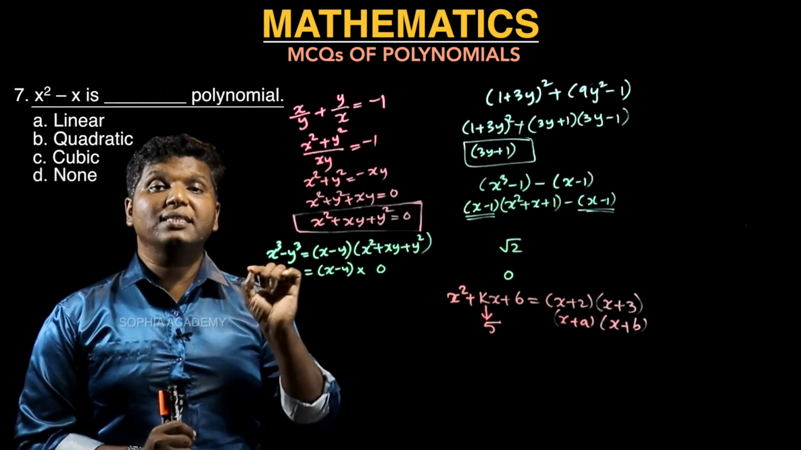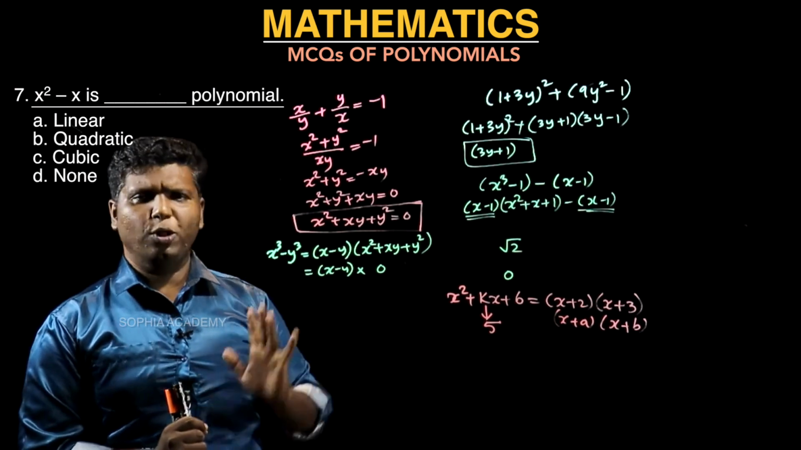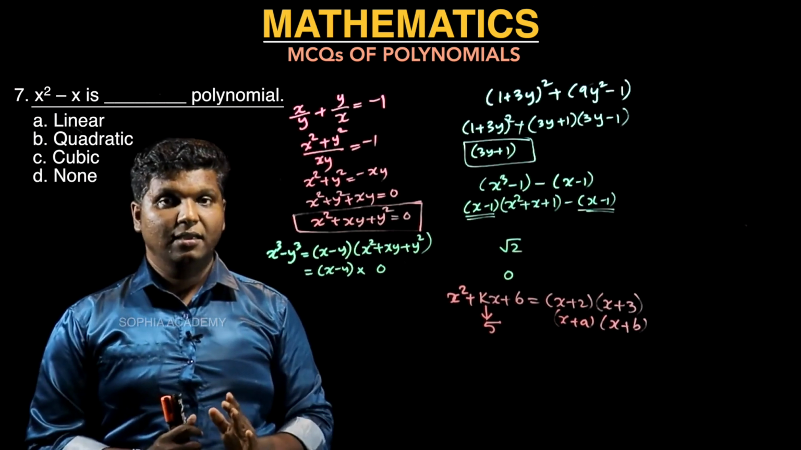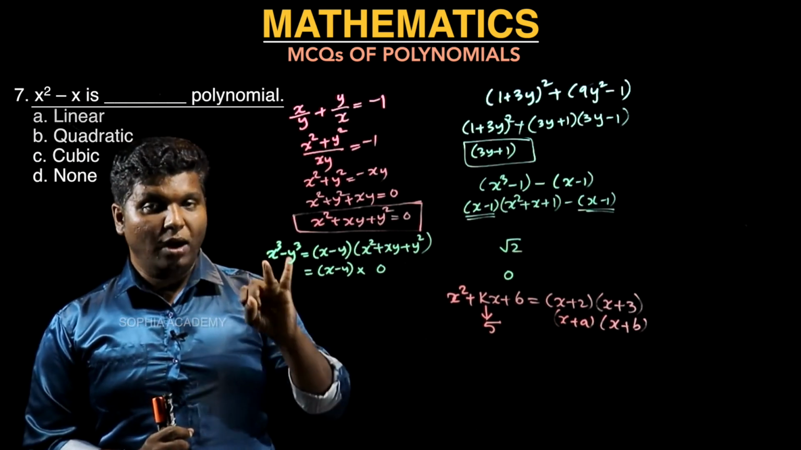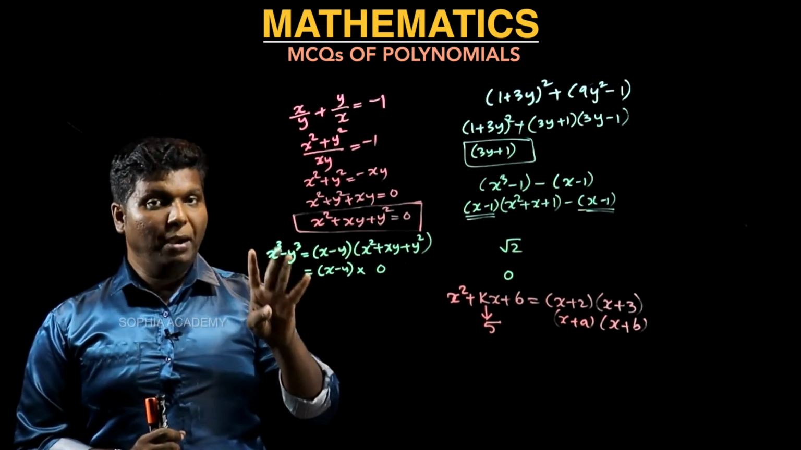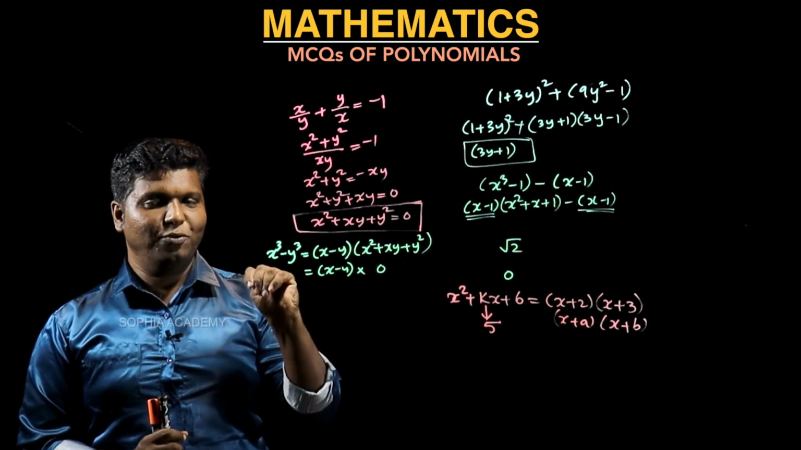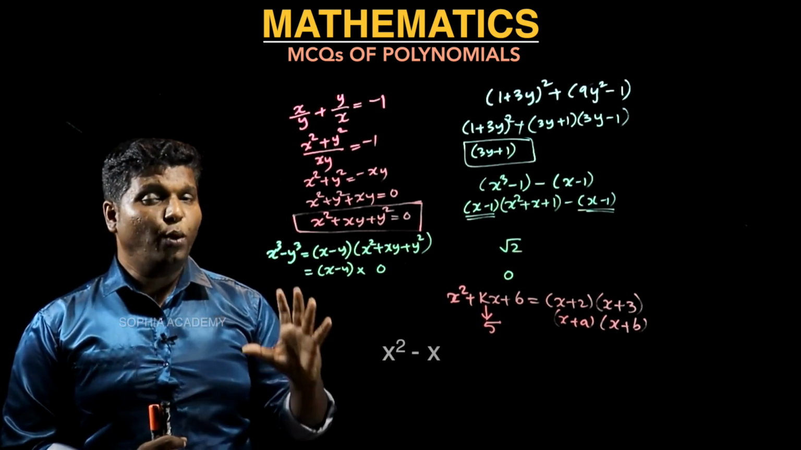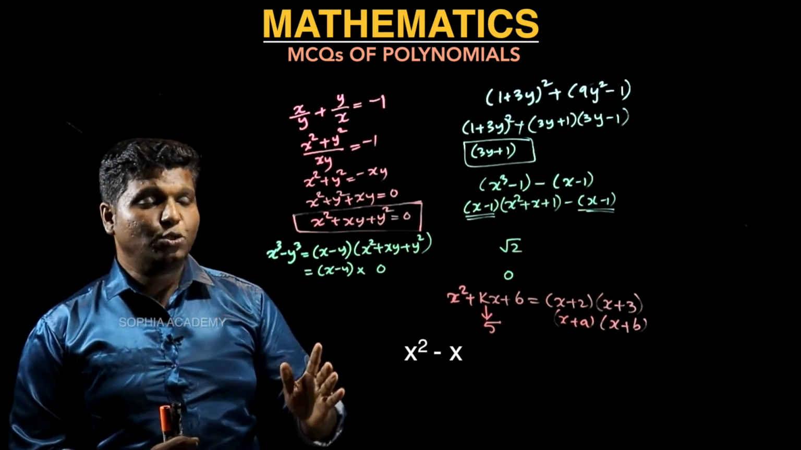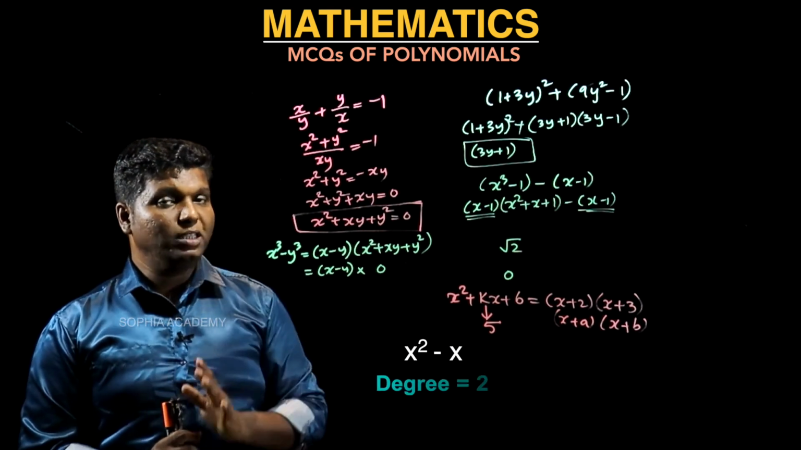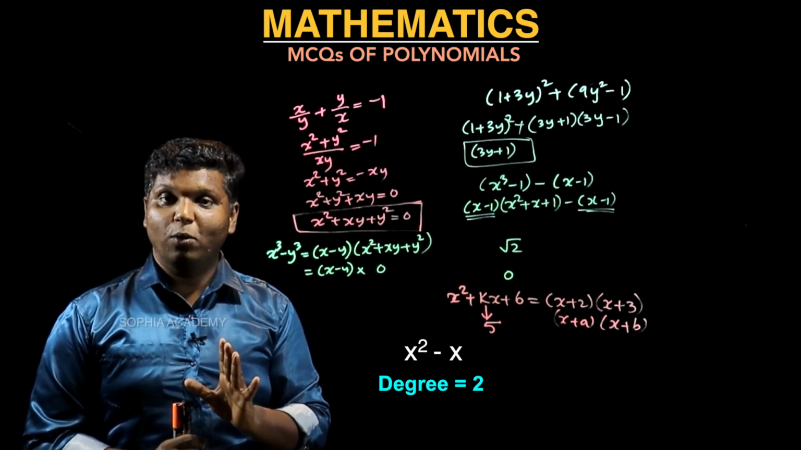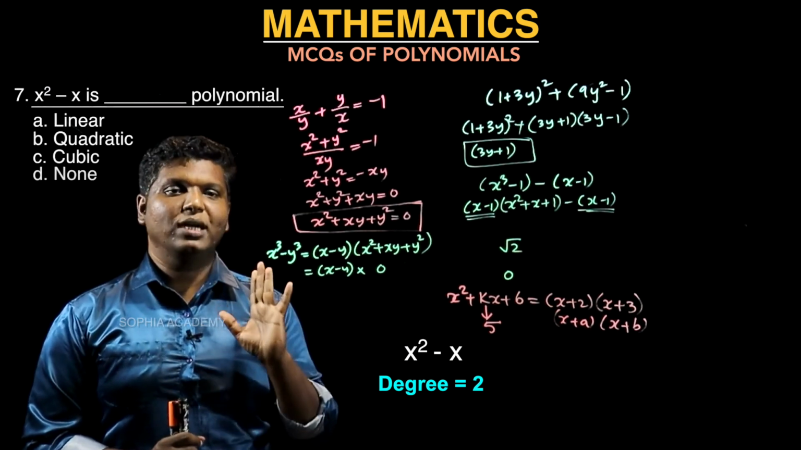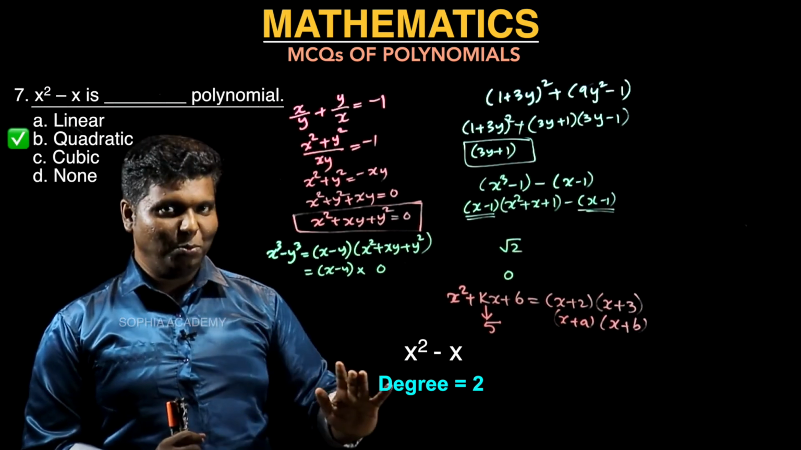x square minus x is dash polynomial. x square minus x. How many types of polynomials are there? Linear, quadratic, cubic, biquadratic. 1, 2, 3, 4. So first of all, tell me, what is the degree of this polynomial? x square minus x. The degree of the polynomial is 2. If the degree of the polynomial is 2, that polynomial is what we call a quadratic polynomial, right? So we will say this is a quadratic polynomial.